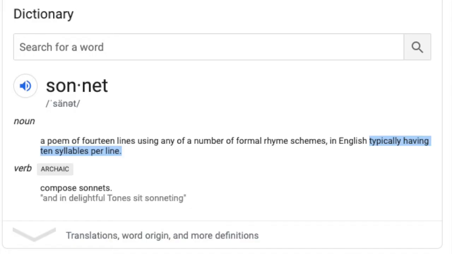Now that we know what rhyme schemes are, let's look at the last part of our definition. A poem of 14 lines using any of a number of formal rhyme schemes in English typically having 10 syllables per line. I'm going to be writing my poem in English, but if you want to write yours in another language, do it. The part I wanted to highlight is 10 syllables per line. That's how Shakespeare wrote his sonnets. And since we're doing Shakespearean sonnets, that's how we'll write ours.